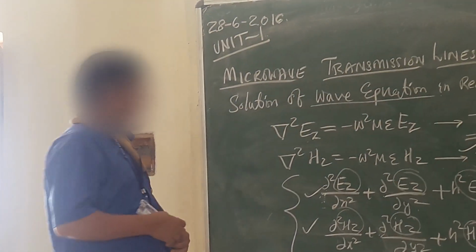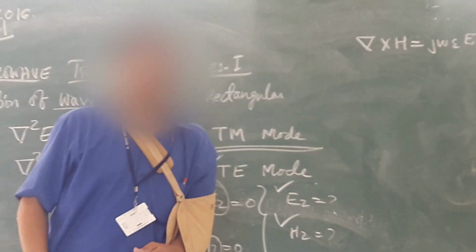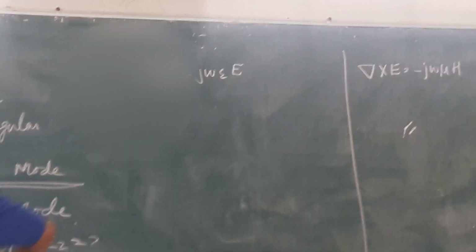So in order to solve that one, what we'll do? We'll start with your Maxwell equation. We will try to solve two equations. One equation I will solve, and then the other equation.